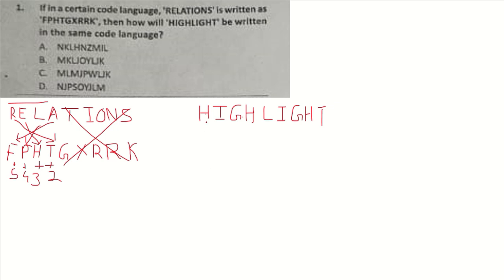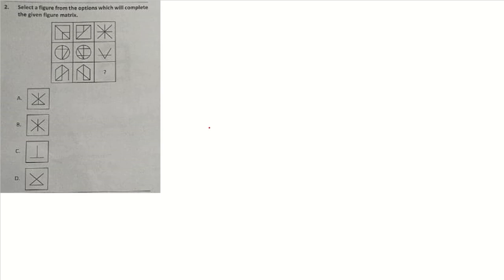Similarly, in highlight, if we use the same logic, we will get H plus 2 is J, we will get I plus 3 is L, we will get G plus 4 is K, and we will get H plus 5 is M. And the first four letters will be L, M, K, J, which are in option B. I am not 100% sure, as I said, for question 1 and this question 2, but it is most likely option B for question 1.